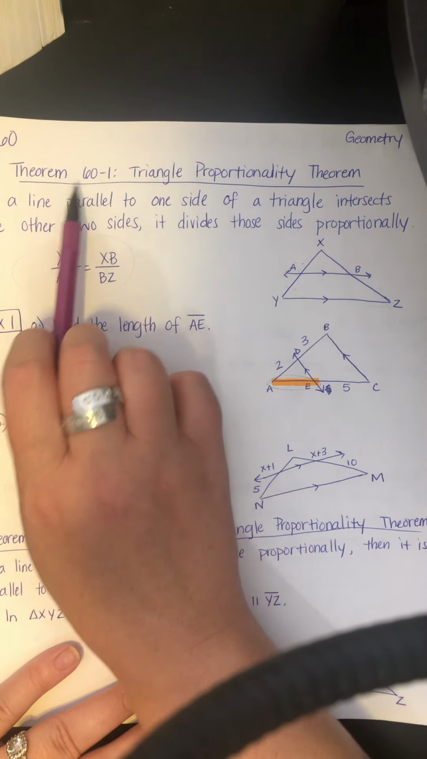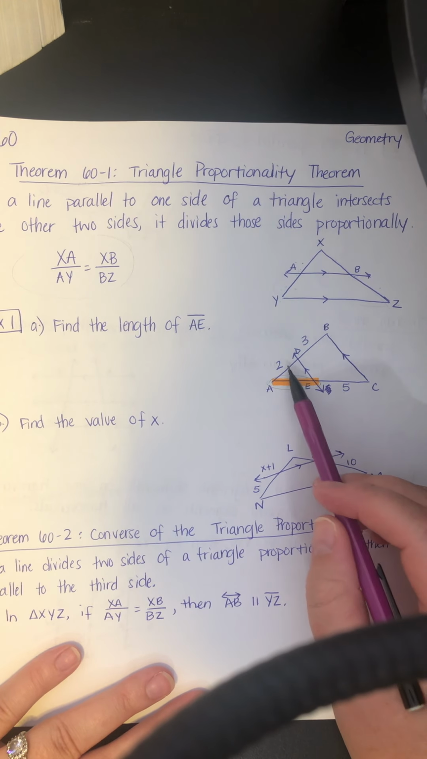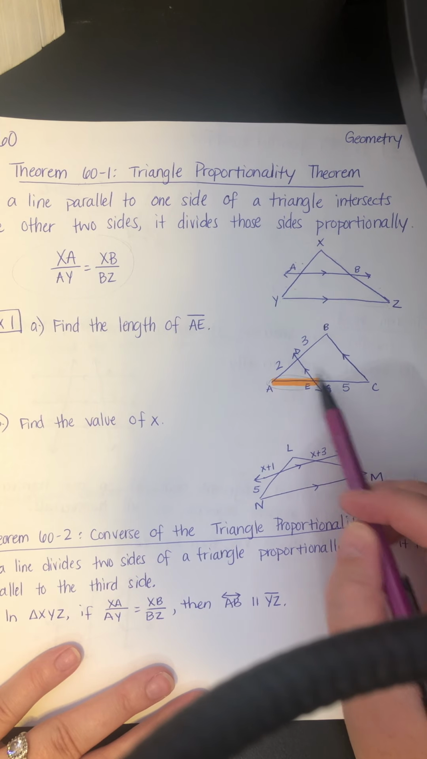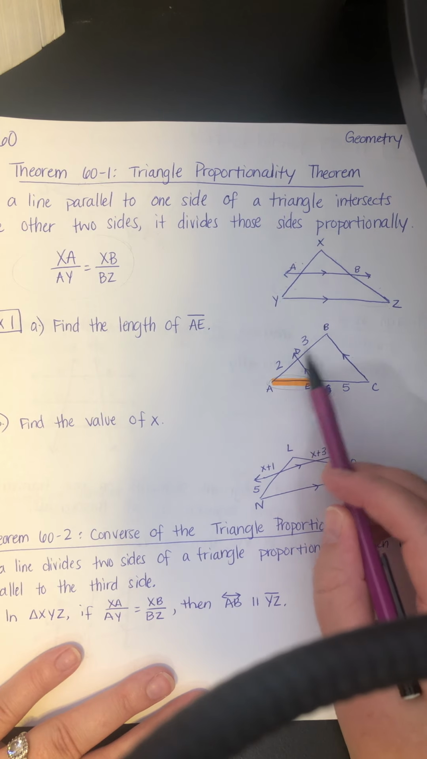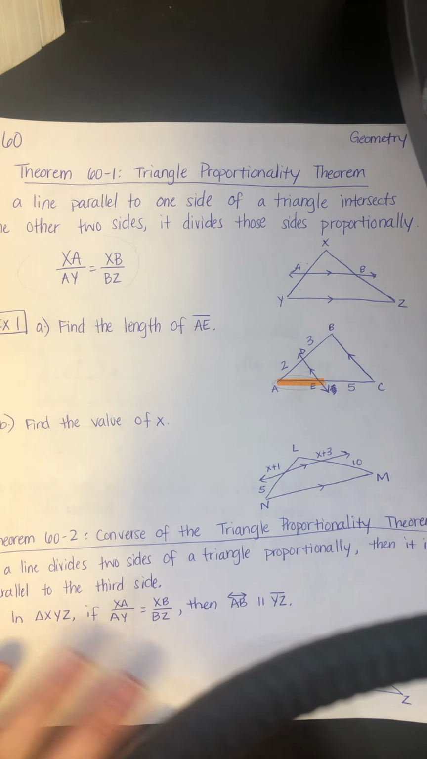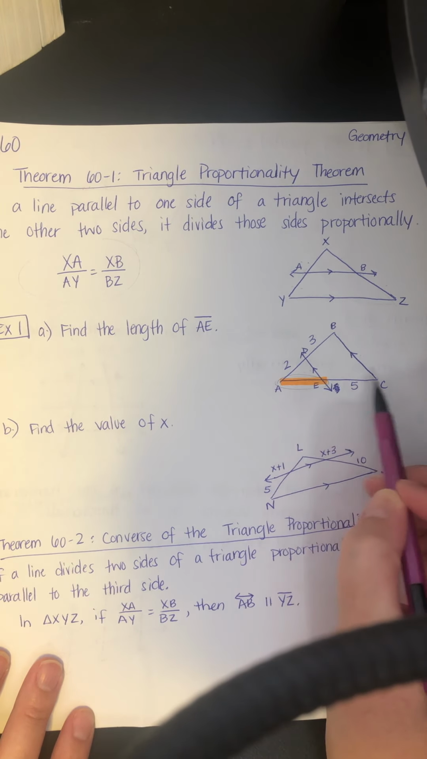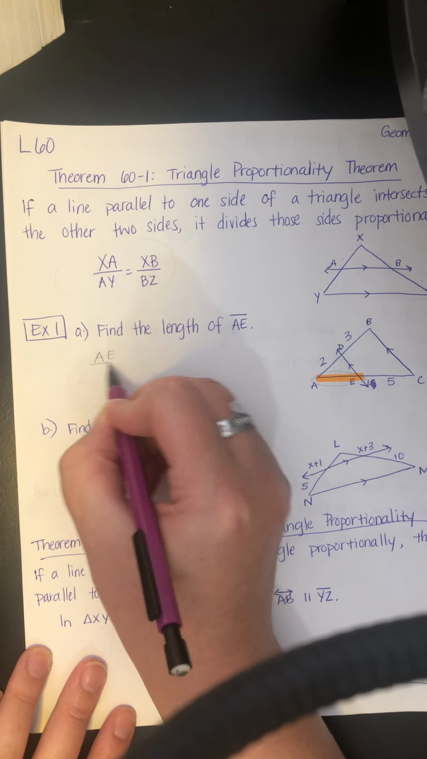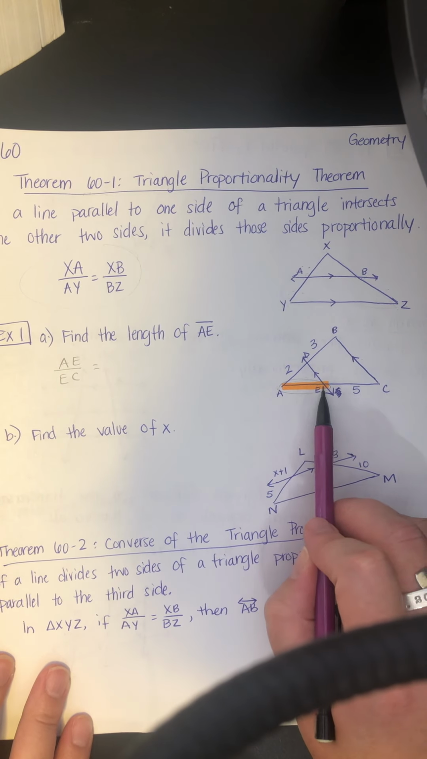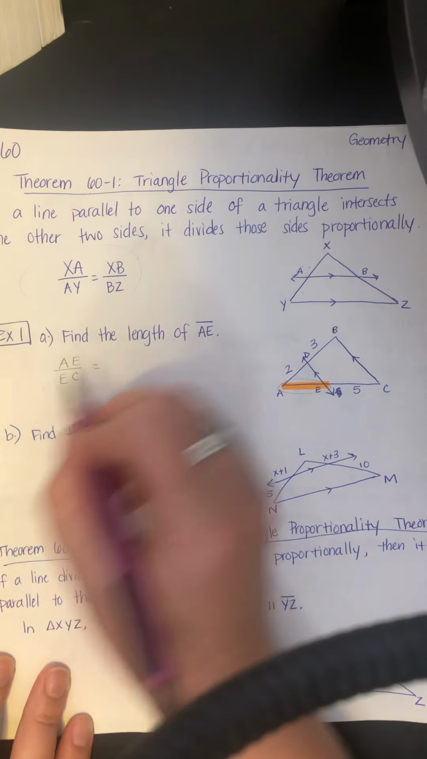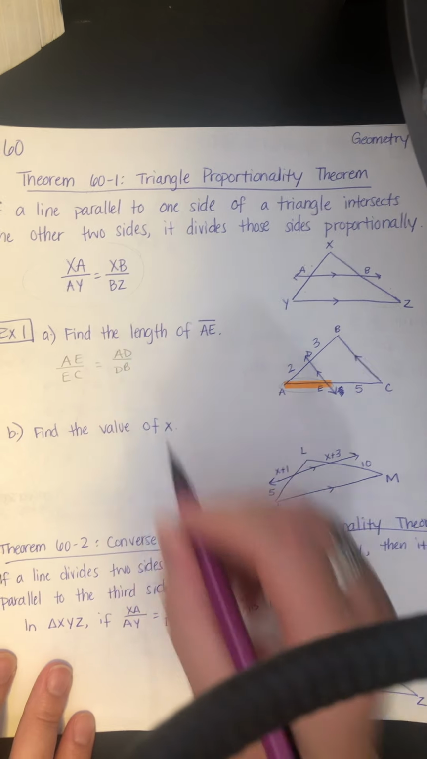Now, looking at this triangle, we can use theorem 60-1, which says if you cut the triangle with a line that's parallel, so this DE is parallel to BC, then these guys are going to be proportionate to each other. So you can write a proportion. So we can say that AE over EC, that's going to be our first fraction, equals, well, what is the same as AE? It's this 2 right here, which is AD over DB. It's just the sides right there.